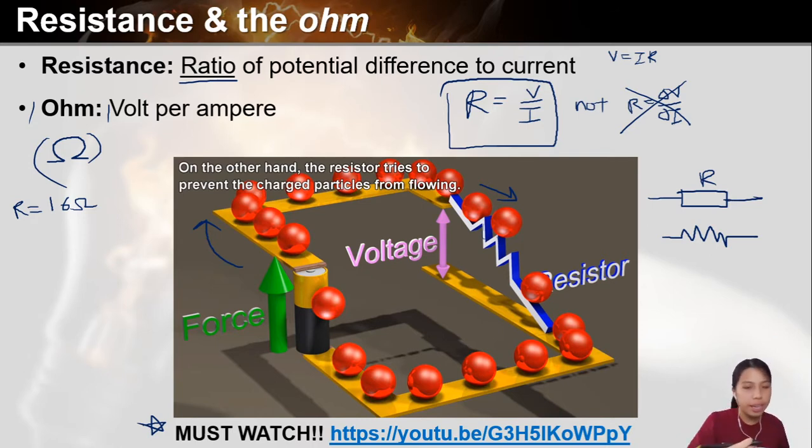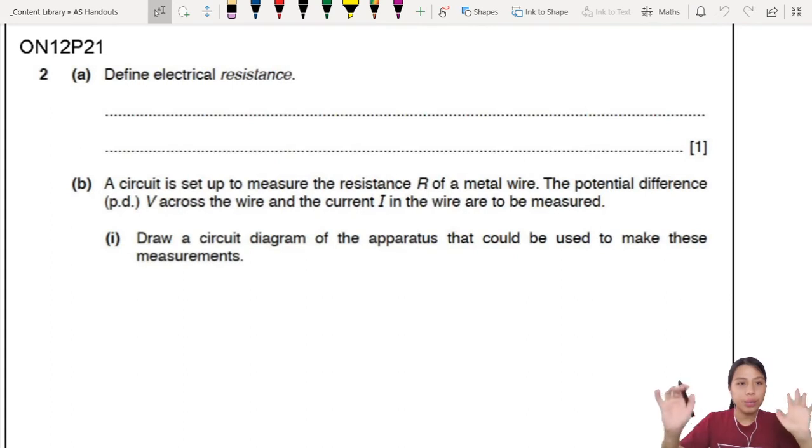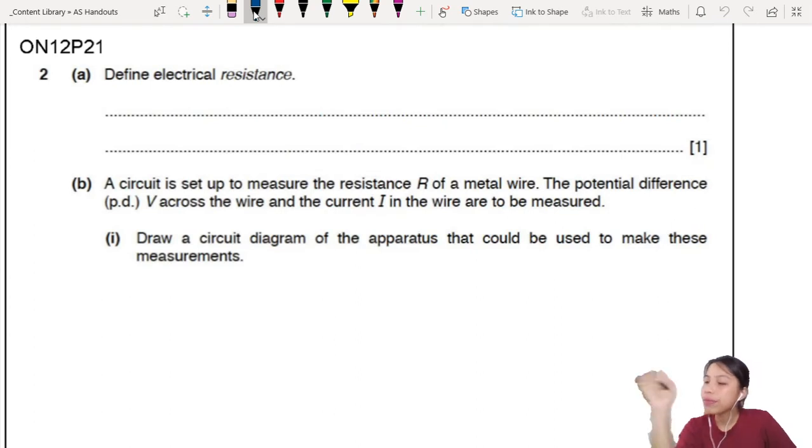But now the question is, how would you define resistance in an experiment? If I give you a bunch of wire, how would you find the resistance of, say, a piece of wire or a resistor? Let's look at one passage which talks about this experiment. Page 51, the paper 2 question, ON12 P21. Classic. Let's start off with a definition kind of question. For this one, let's do it together, so you can just do it along with me. If you need more time, you just pause or slow down. Perks of watching a video compared to a live class.